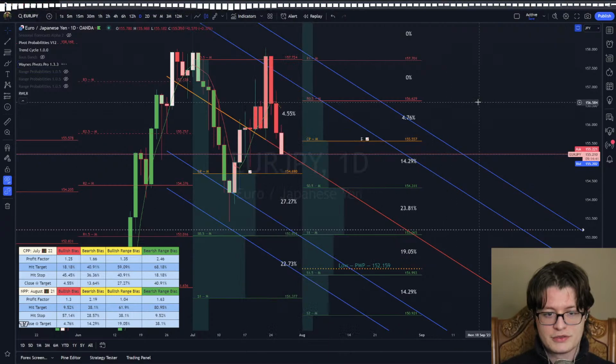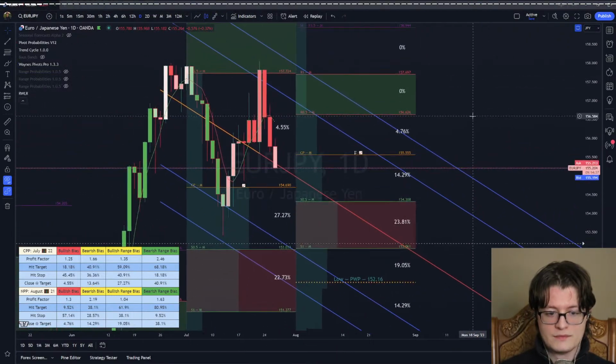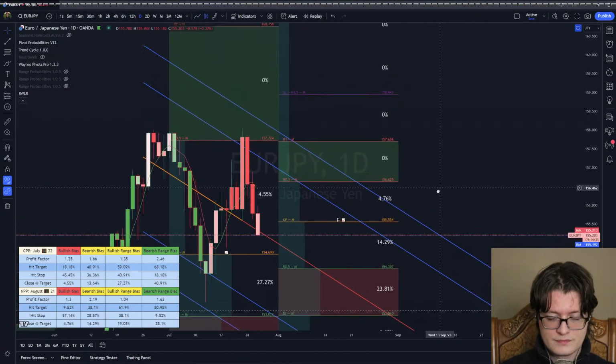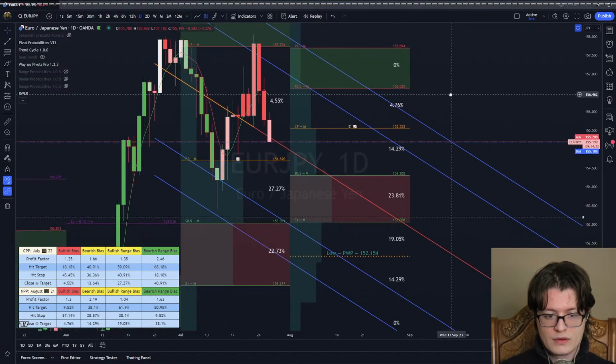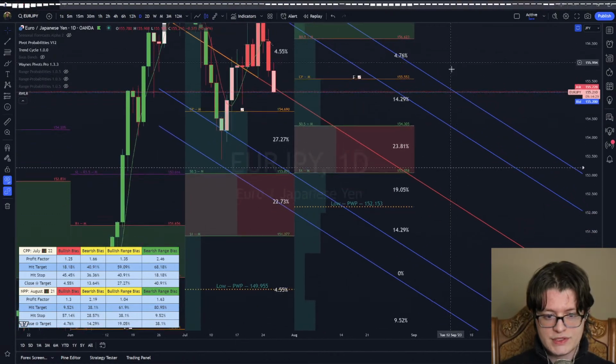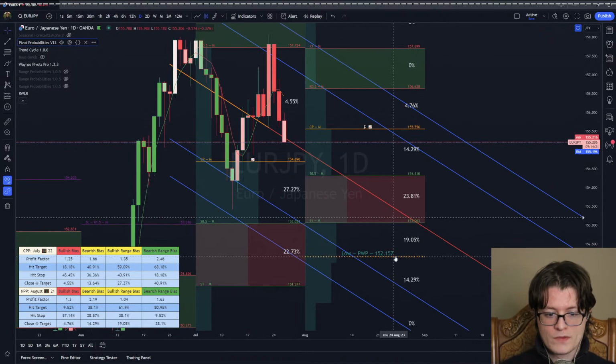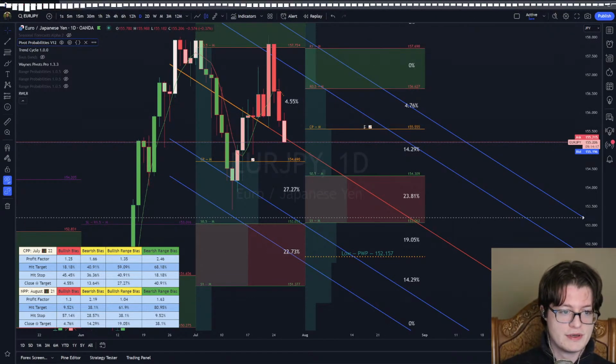Range bearish. So that looks pretty darn good, and you can probably get some overshoot too. This all depends on how the Bank of Japan moves, in all seriousness.